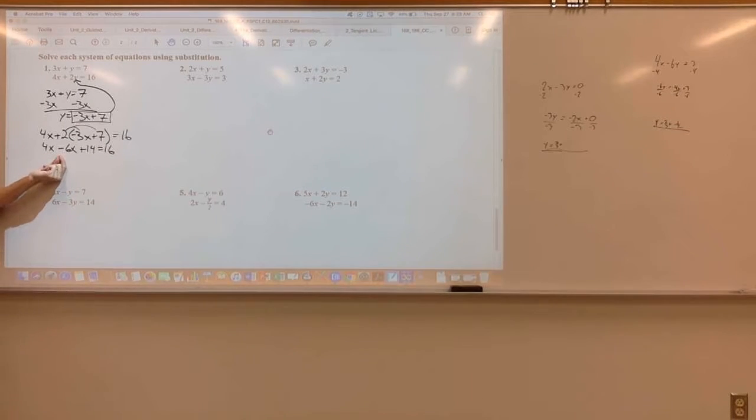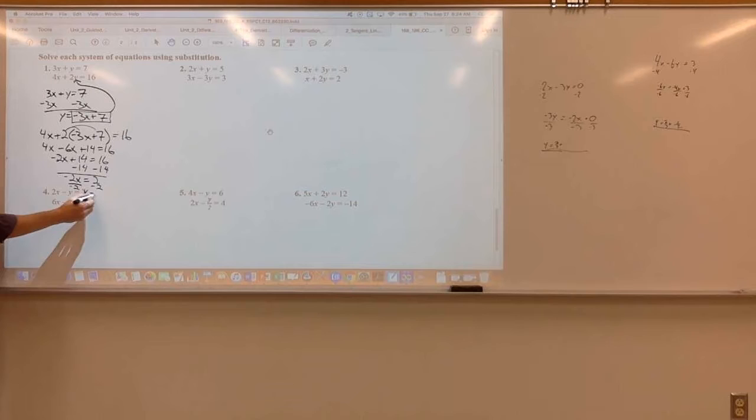Combine my like terms here. So 4x minus 6x is negative 2x. Plus 14 equals 16. Get this 14 over, so subtract that 14. Divide both sides by this negative 2. And we end up with x equals negative 1.